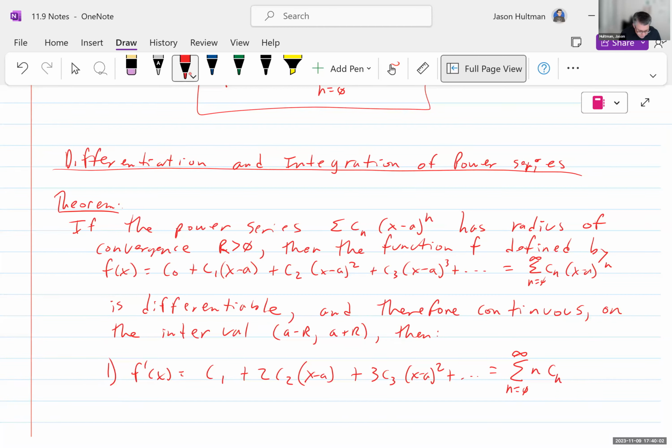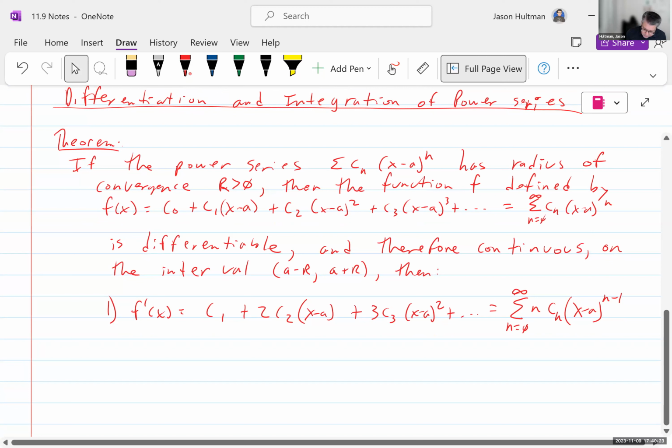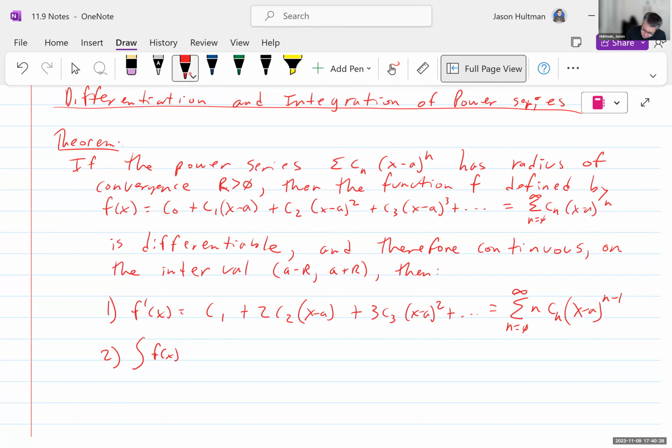Cn times (x minus a) to the n minus 1 power. So all I did was bring the n down and put it in front, and then subtract the power by 1, which is just the power rule. And I do that for every single term. If I want to integrate term by term, then instead of subtracting the power by 1, I would add 1 to the power and then divide by the power.